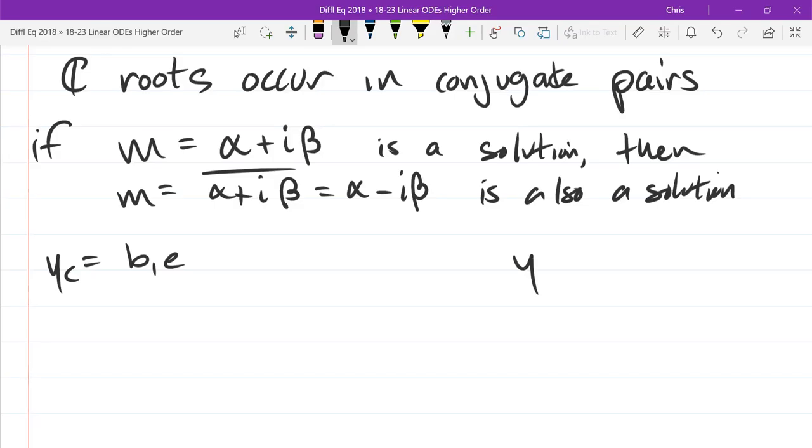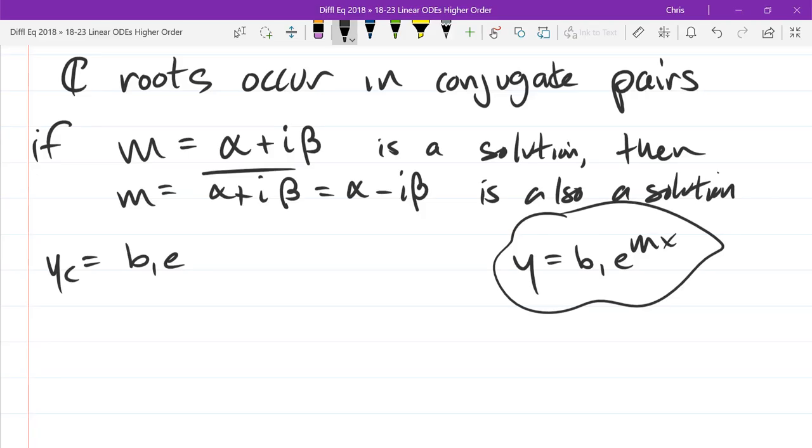All right, so what I'm using is, I think we went b1 e to the mx. That's what our solutions look like. It's basically sums of b1 times e to the mx. It's that linear combination of these. That was how our solution was created.